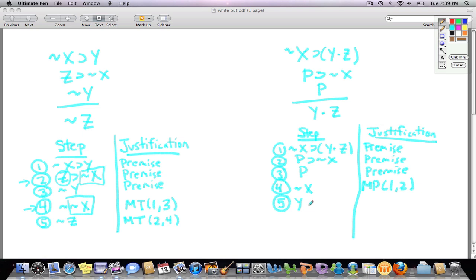Lines 1 and 4. Line 1 is a large if-then. Its consequent is y and z. Line 4 gives us the antecedent of that if-then, not x. So we do again have modus ponens, lines 1 and 4. All right, hopefully you saw my error here. And I should have said modus ponens, lines 2 and 3 to begin. Now it looks good.